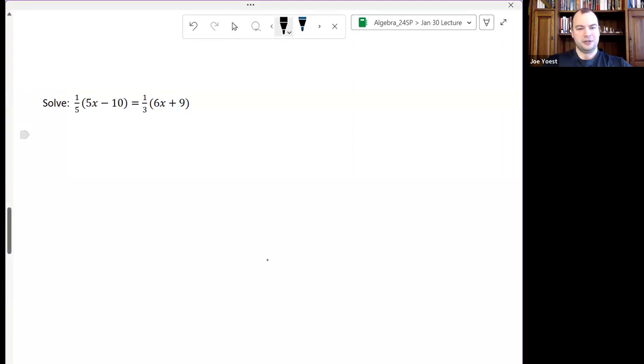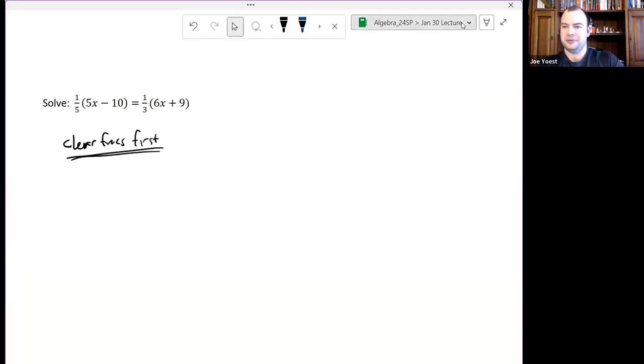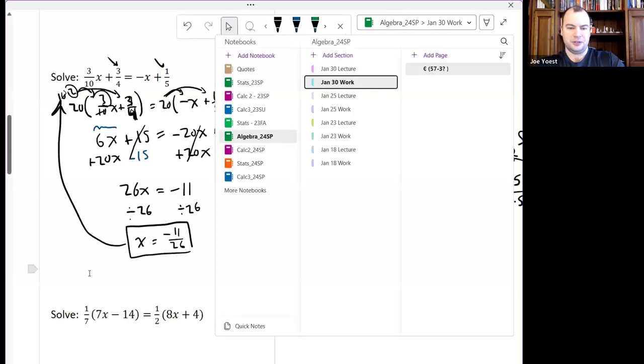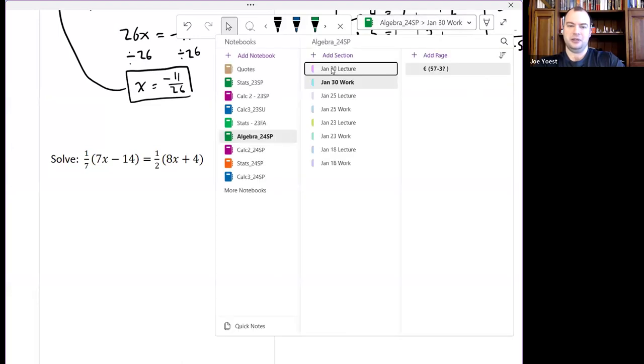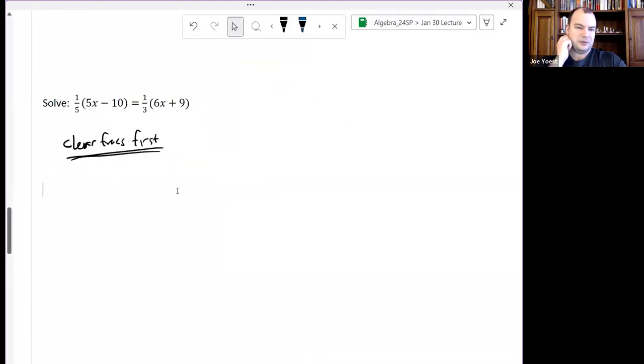Yeah, so I would agree with that. I would say clear fractions first is a good, general first step. Is there anything specific about this problem or about this problem? This one has a similar setup. Is there anything specific about these problems that might make distributing first kind of a sensible option here?